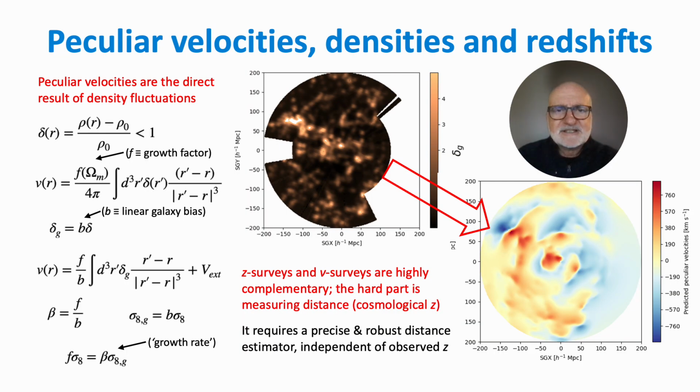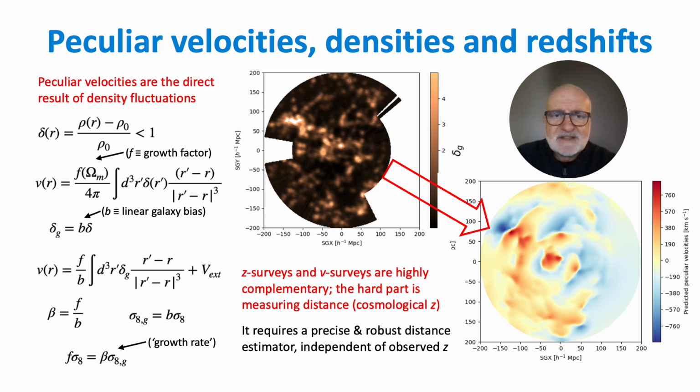Peculiar velocities are the motions of galaxies that are distinct from the overall expansion of the universe and result from the inhomogeneous mass distribution. In the linear regime, a galaxy's peculiar velocity is proportional to the acceleration it experiences due to the gravity of the encompassing matter and the overall growth rate of structure in the universe.